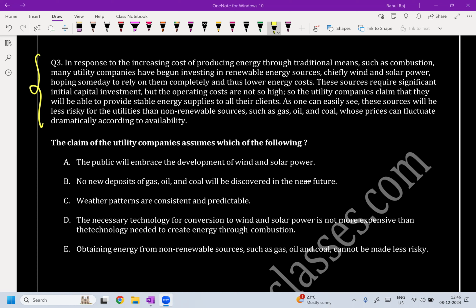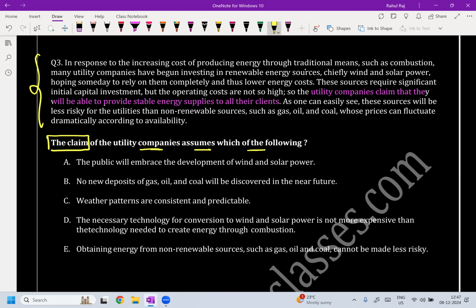We'll discuss. For this question, though, I don't have to read the entire facts, man. The question asks: the claim of the utility companies assumes which of the following. So, what is the claim? The claim is this: the utility companies claimed that they'll be able to provide stable energy supplies to all their clients. And what energy supplies are they talking about? Tell me. Renewable. They are talking about wind and solar power. Wind and solar power, right?